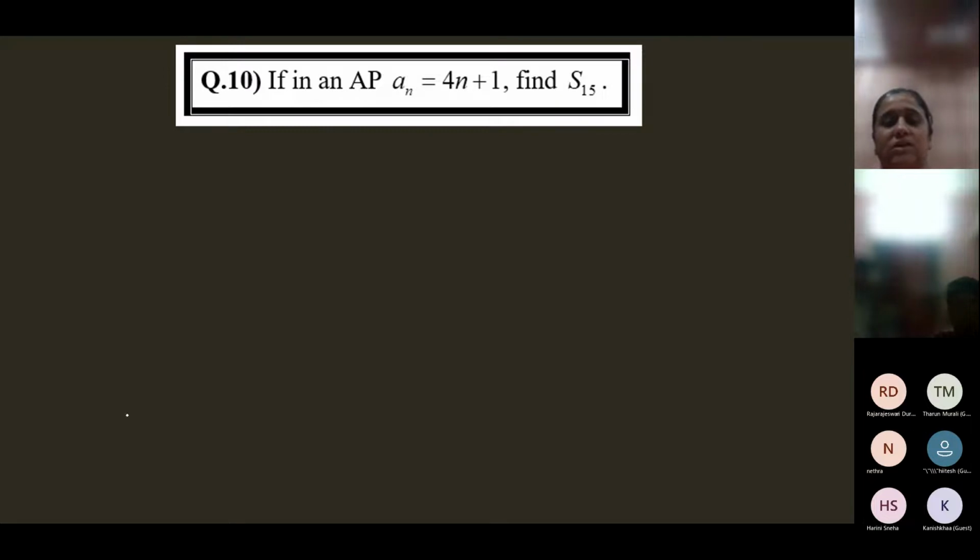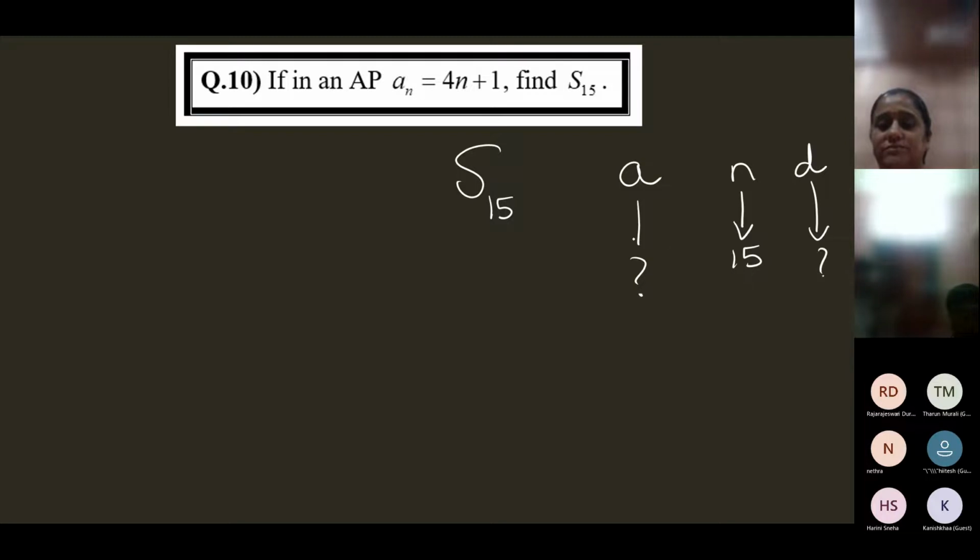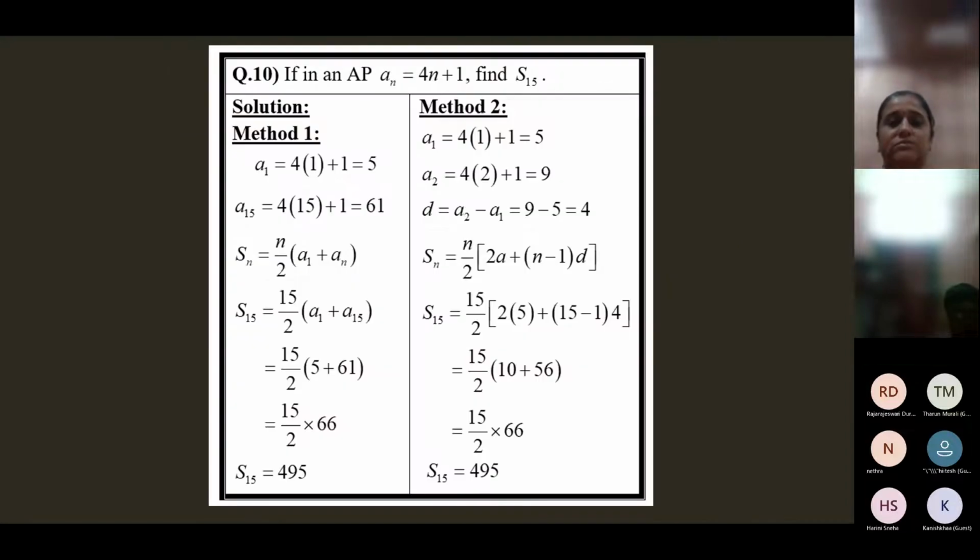Yes, ma'am. Okay, let me tell you slowly. Now we have to find S15. We know that we need the values of a, n and d. n is 15. We have to find a and we have to find d. We know an. Using this, we can find a1 and a2. A1 is only a. And to find the d, it's a2 minus a1. So you'll get d. Substitute in the formula. Take a picture, children.